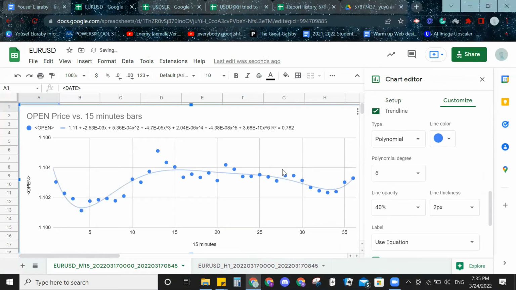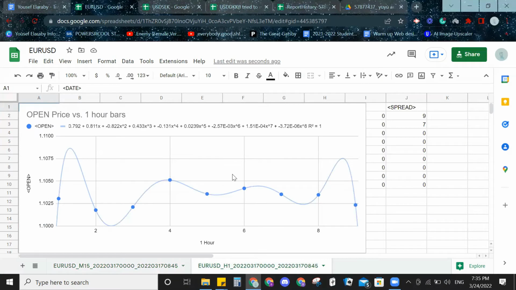So after you get the polynomial and all that, you're left with this equation. And this equation is the equation for the 15 minutes bar graphs. You get another equation, doing the same thing for the 1 hour bar graph. And as you can see, these graphs have different polynomials because they meet different requirements.